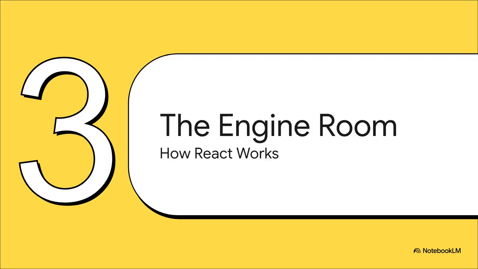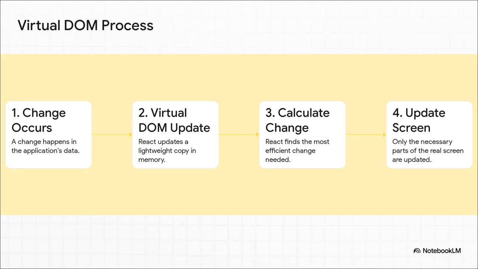Now for the really, really cool part. How does React actually pull off that incredible speed we talked about? Let's take a look inside the engine room and see how it works its magic. Here is React's secret weapon. Manipulating the actual web page, what developers call the DOM, is incredibly slow. It's like rewriting an entire book just to fix a typo.